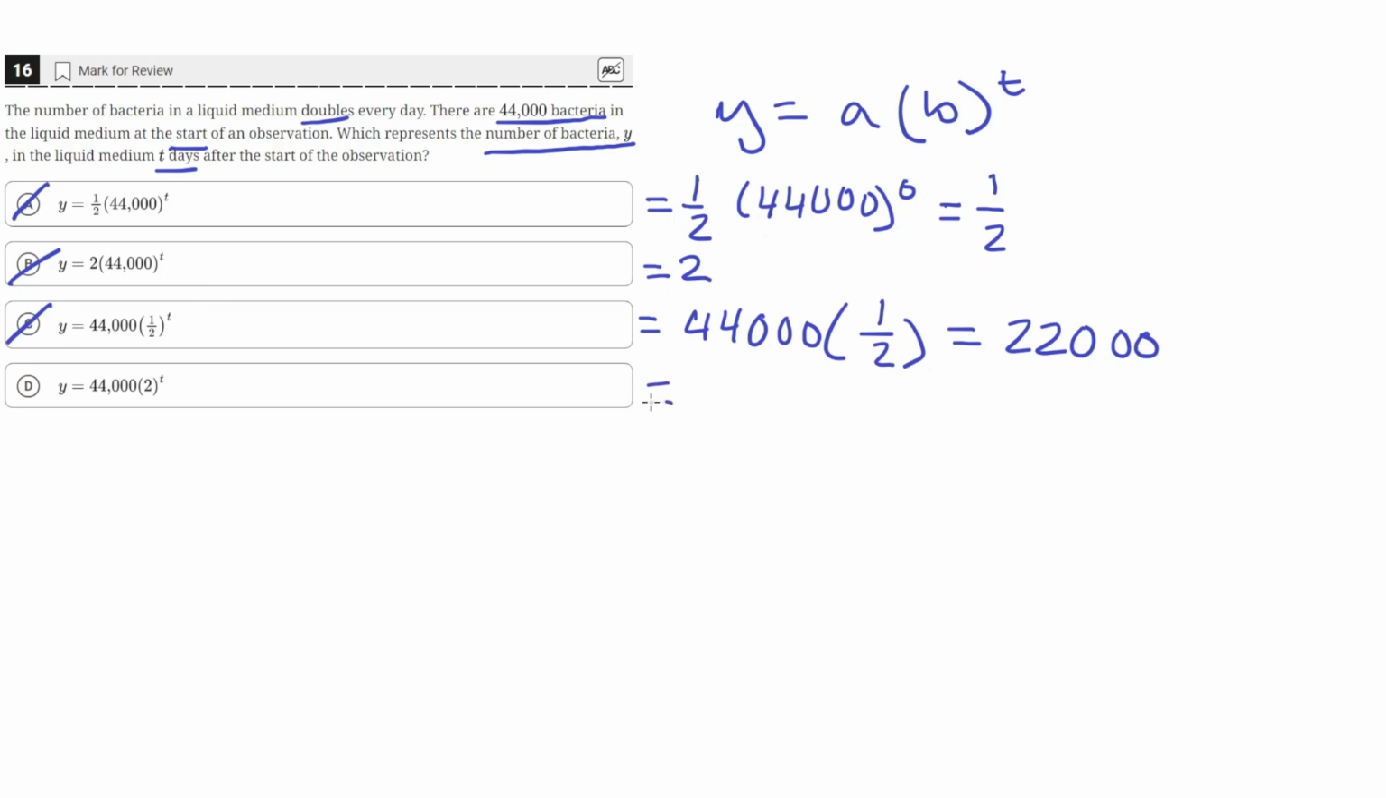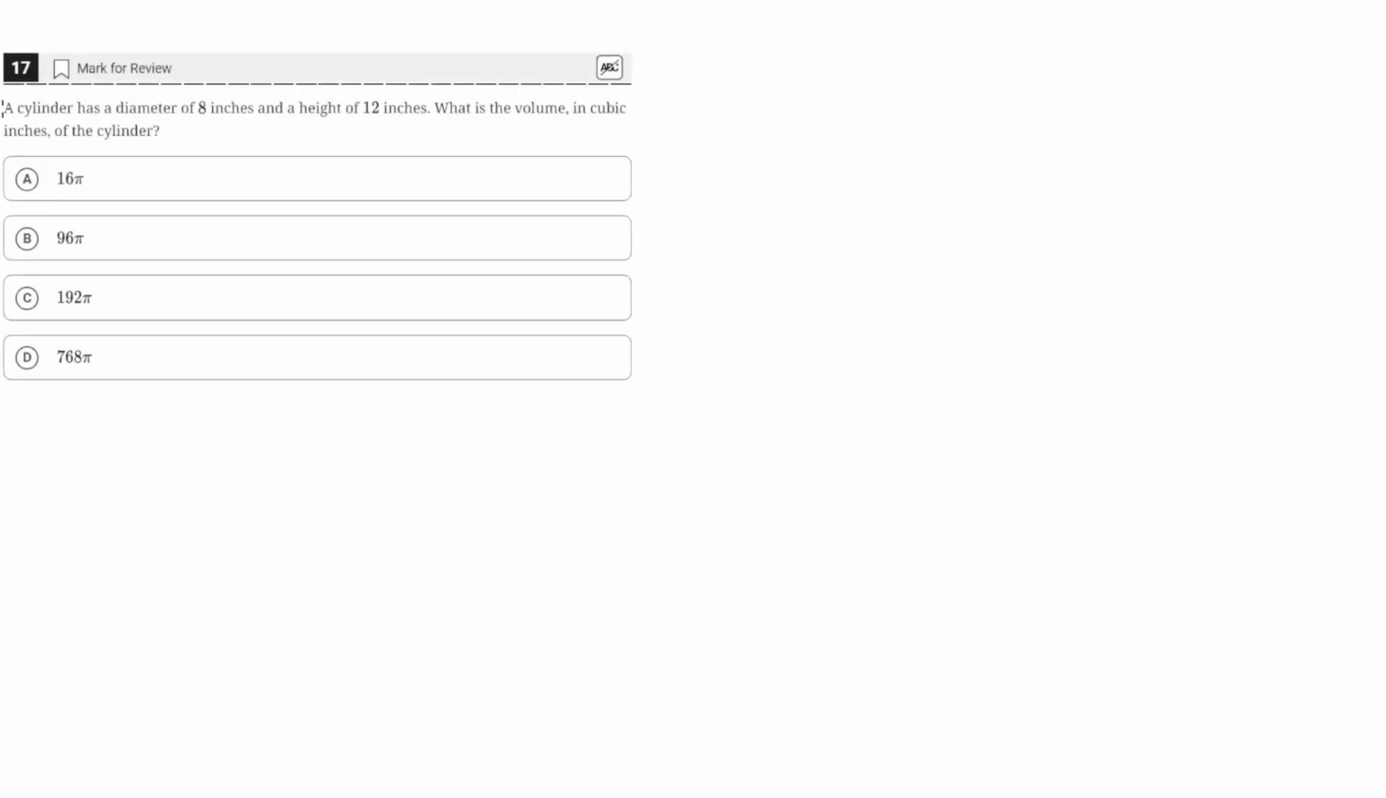Okay, and then if we plug in t equals 1 into d here, we get 44,000 times 2, which is equal to 88,000, which is correct because the number of bacteria after 1 day should have doubled to 88,000. So when t equals 1, d is true, which means d is the only correct answer left, so d is the correct answer.